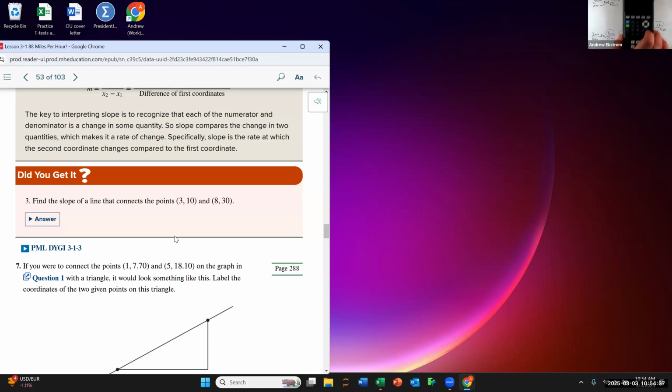I've got my data in here. For this, I'm going to need to clear out all of that stuff. So now I've got L1 and L2. When we look at coordinates like 3, 10 and 8, 30, the first number is the x value and the second number is the y value. So we're going from x equals 3 to x equals 8, and from y equals 10 to y equals 30.